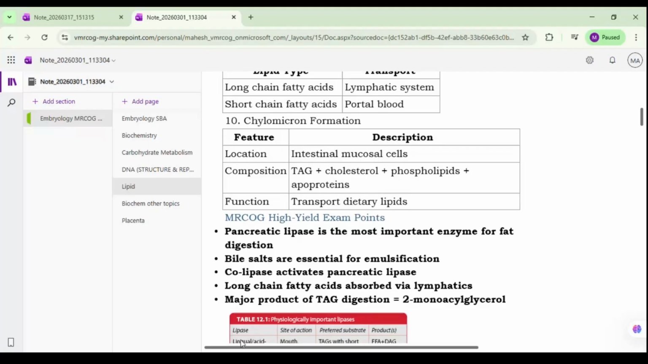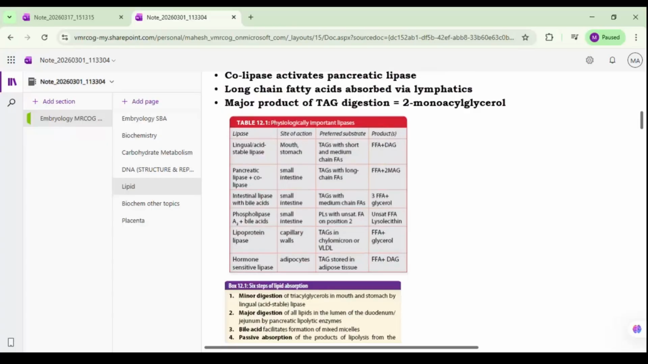The same thing is given in this table also: lingual and acid stable lipases in the mouth. Triacylglycerol with short chain and medium chain fatty acids will form free fatty acid plus diacylglycerol. Pancreatic lipase plus co-lipase in the small intestine will act on the TAG with long chain fatty acids, and free fatty acids and 2 MAG will be formed.